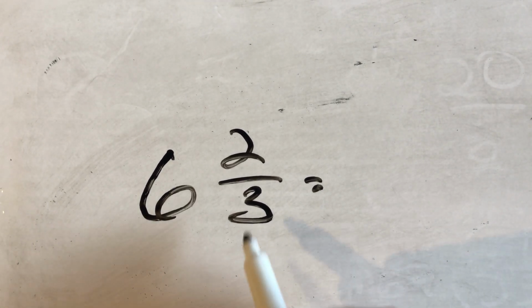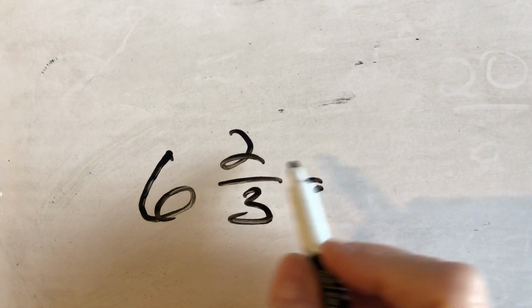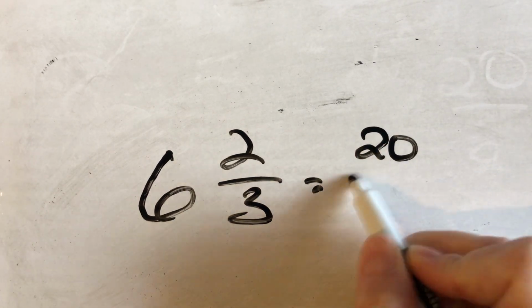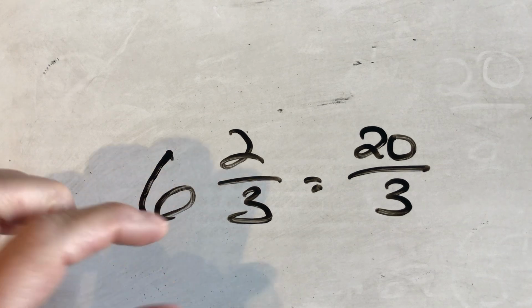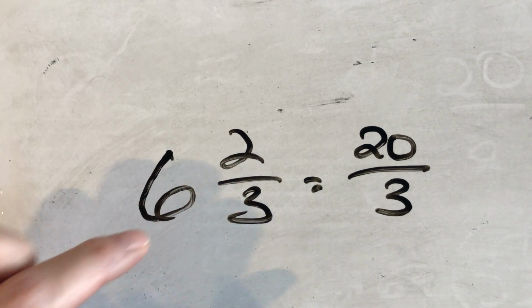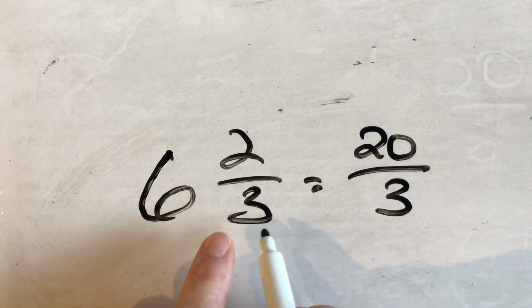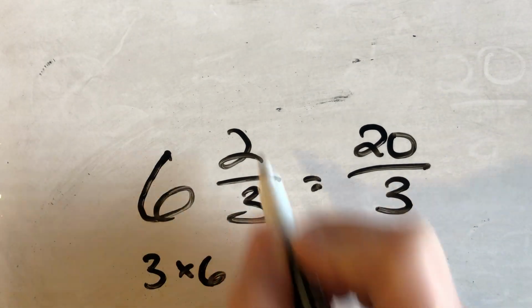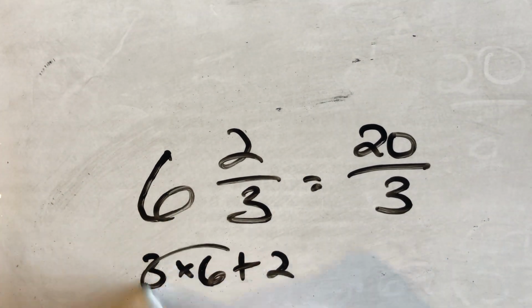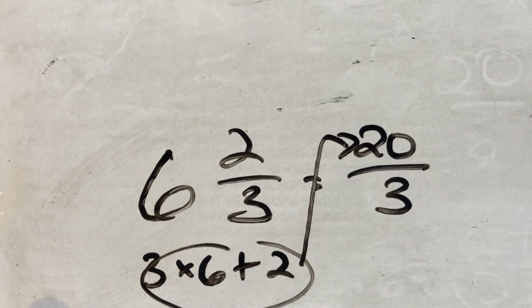Okay, so hopefully we did 3 times 6, which is 18. And 18 plus 2 is 20. My denominator doesn't change. This happens because this 6 means 3/3 plus 3/3 plus 3/3 plus 3/3 plus 3/3 plus 3/3. It means I'm going to be adding that 3 6 times. So we can just do 3 times 6 plus the extra 2 in the 2/3. That's where the 20 comes from. And we saw in class, our denominator never changes. That's how much the whole is cut up into.